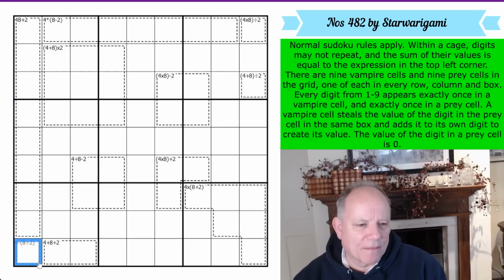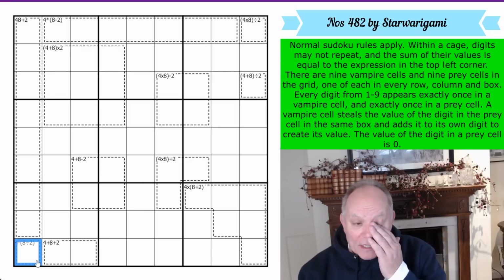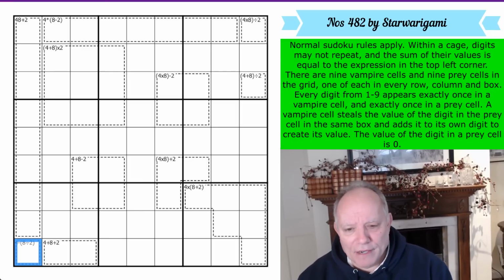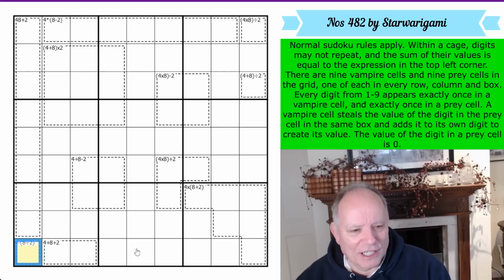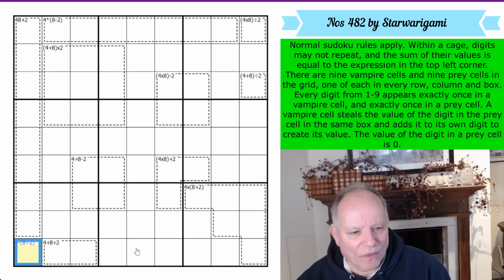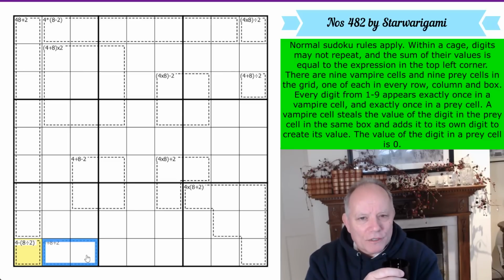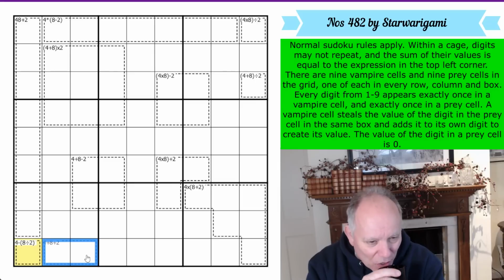Okay, here's something. This cell has a value of 4 minus what is effectively 4, 8 divided by 2. This cell has a value of 0, and it is therefore a prey cell. I'm pretty sure that deduction is valid. This cage has a value of 14, 4 plus 8 plus 2. I bet you Star Origami has rather brilliantly made all of these cages have different values. That's very clever, by the way. Just neatness.